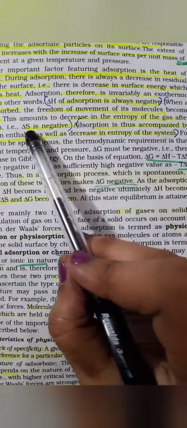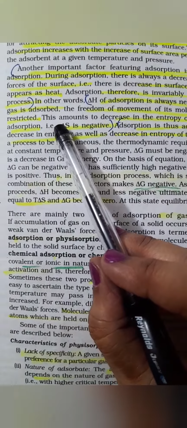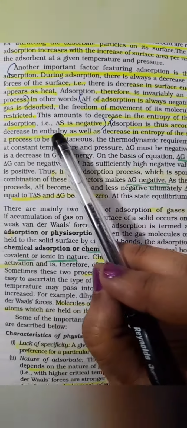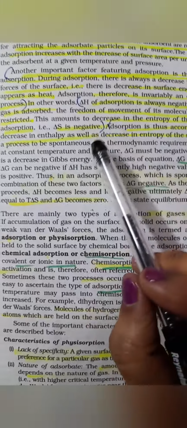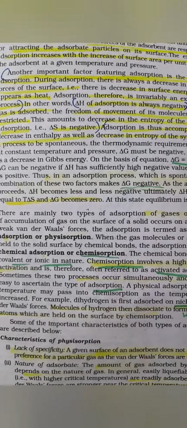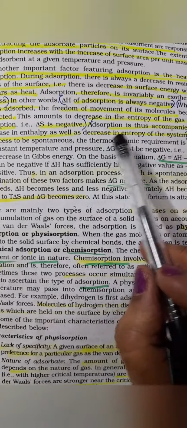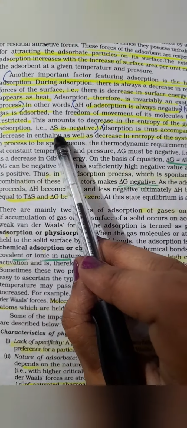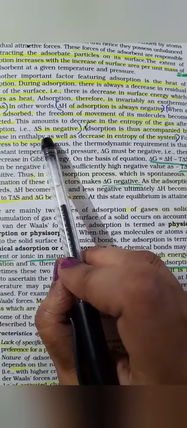And what happens when a gas is adsorbed? The freedom of movement of its molecules will be restricted. Because of that, it causes a decrease in the entropy of the gas after adsorption. So delta S is also negative. You know what is meant by enthalpy, entropy and all that, isn't it?